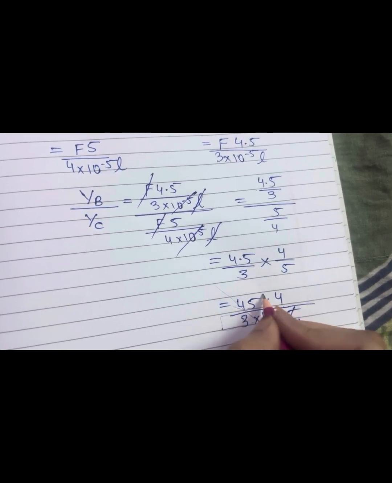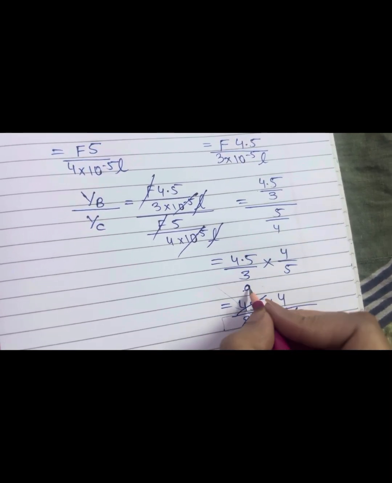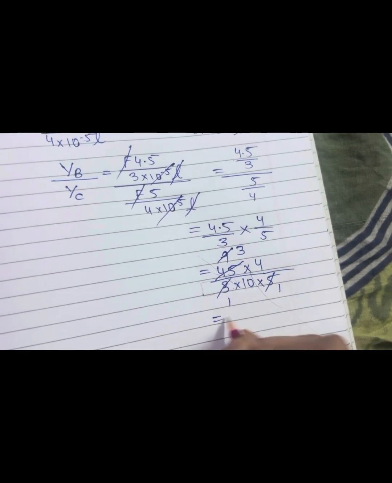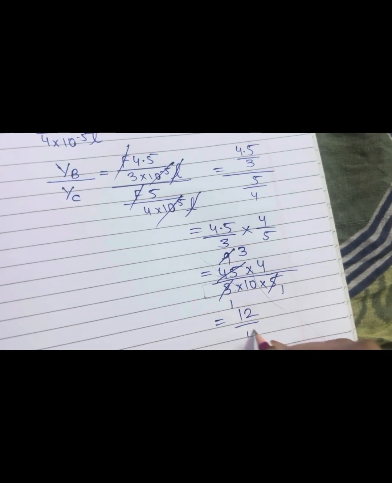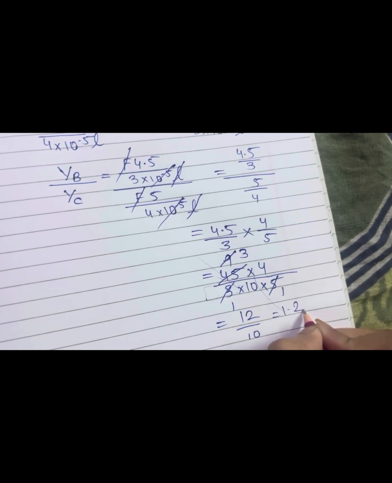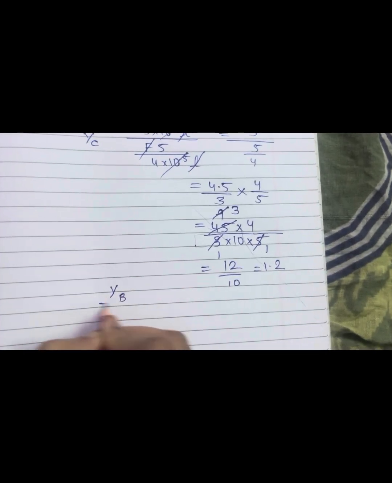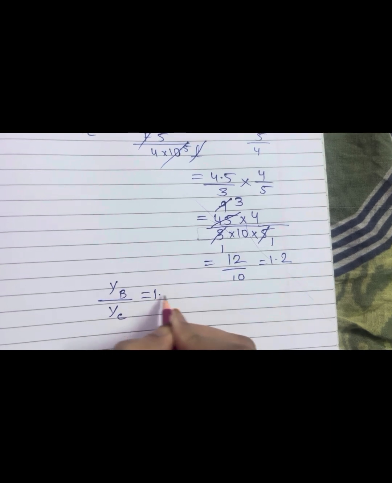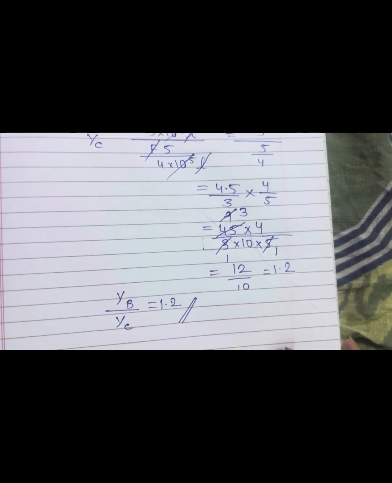Now 5 ones are 5, 5 nines are 45, 3 ones are 3, 3 threes are 9, 3 fours are 12, 12 upon 10, that is nothing but 1.2. So we got the ratio of brass wire with copper wire as 1.2. This is the answer.